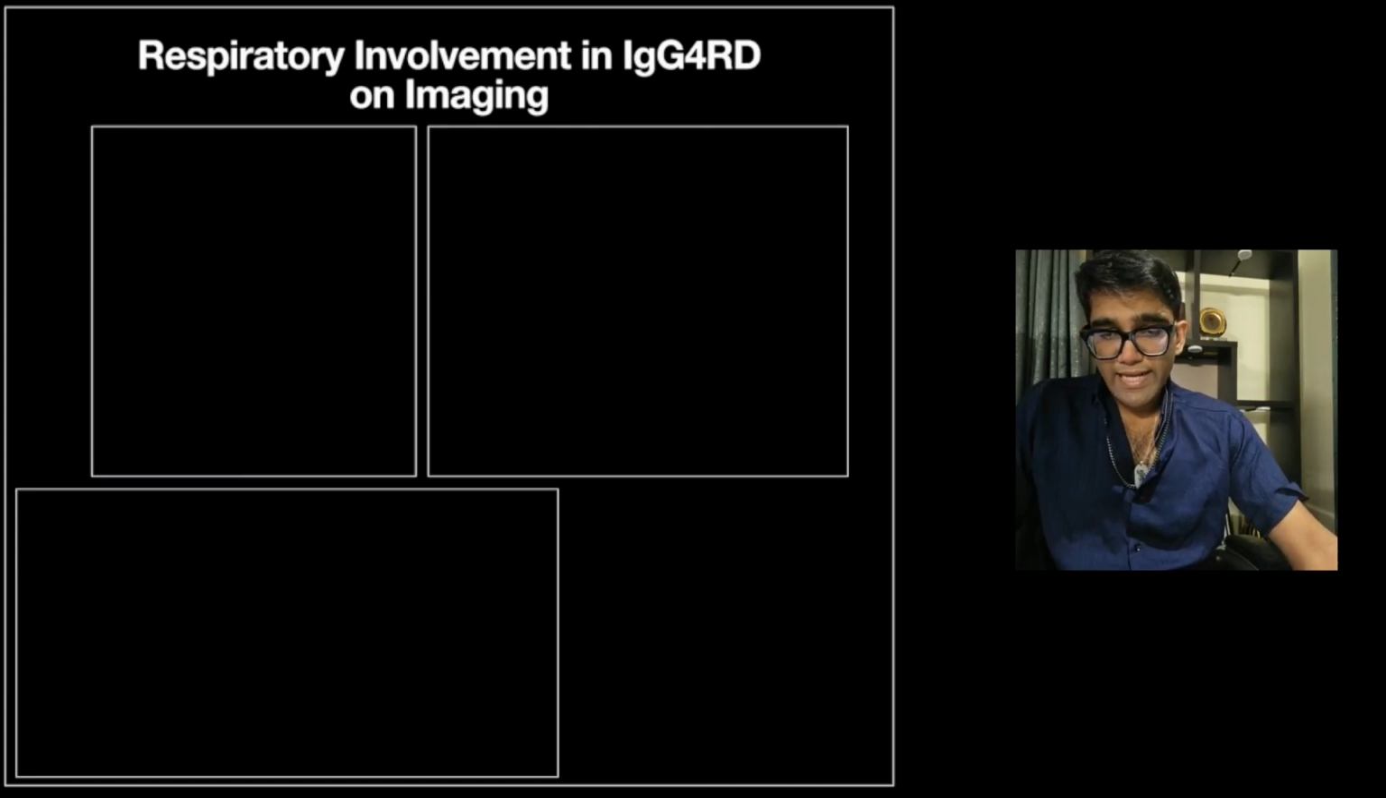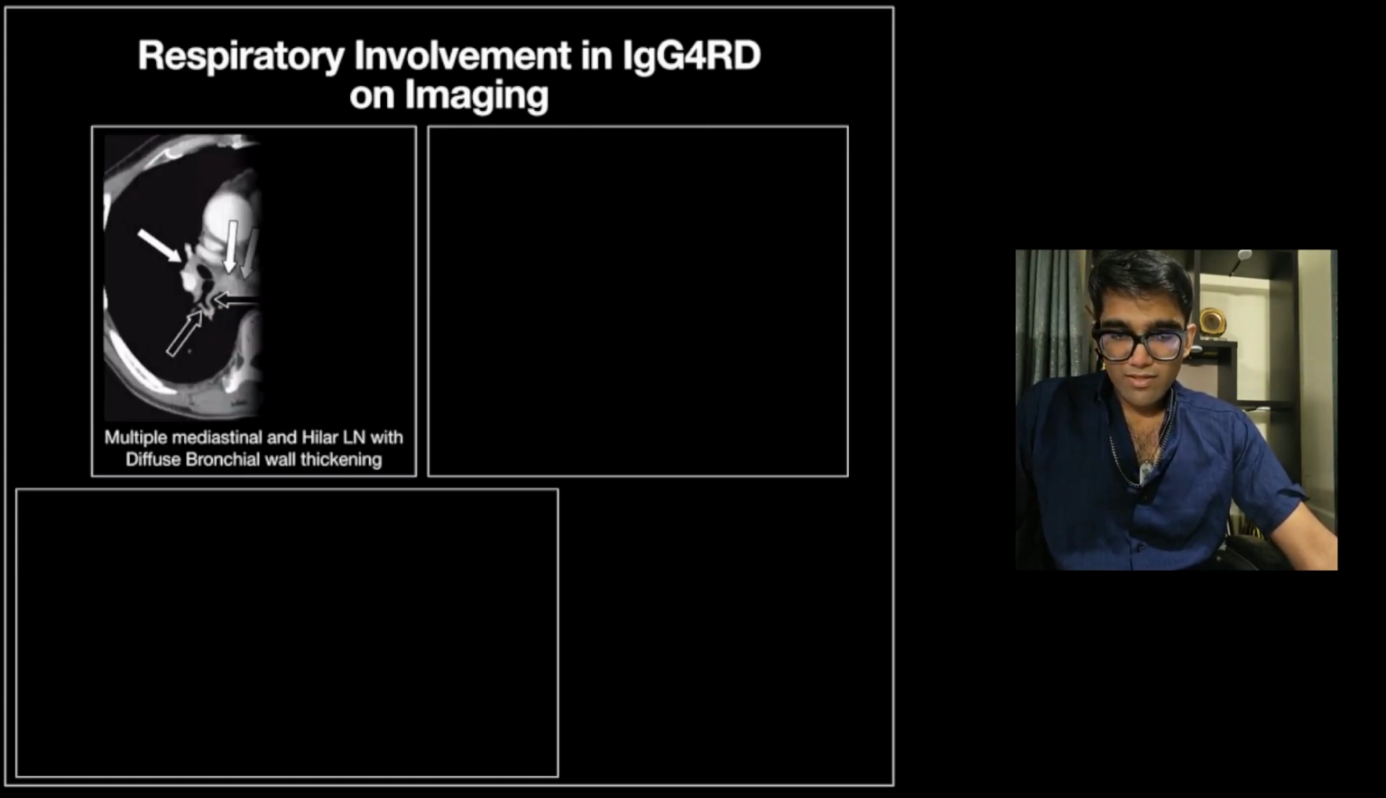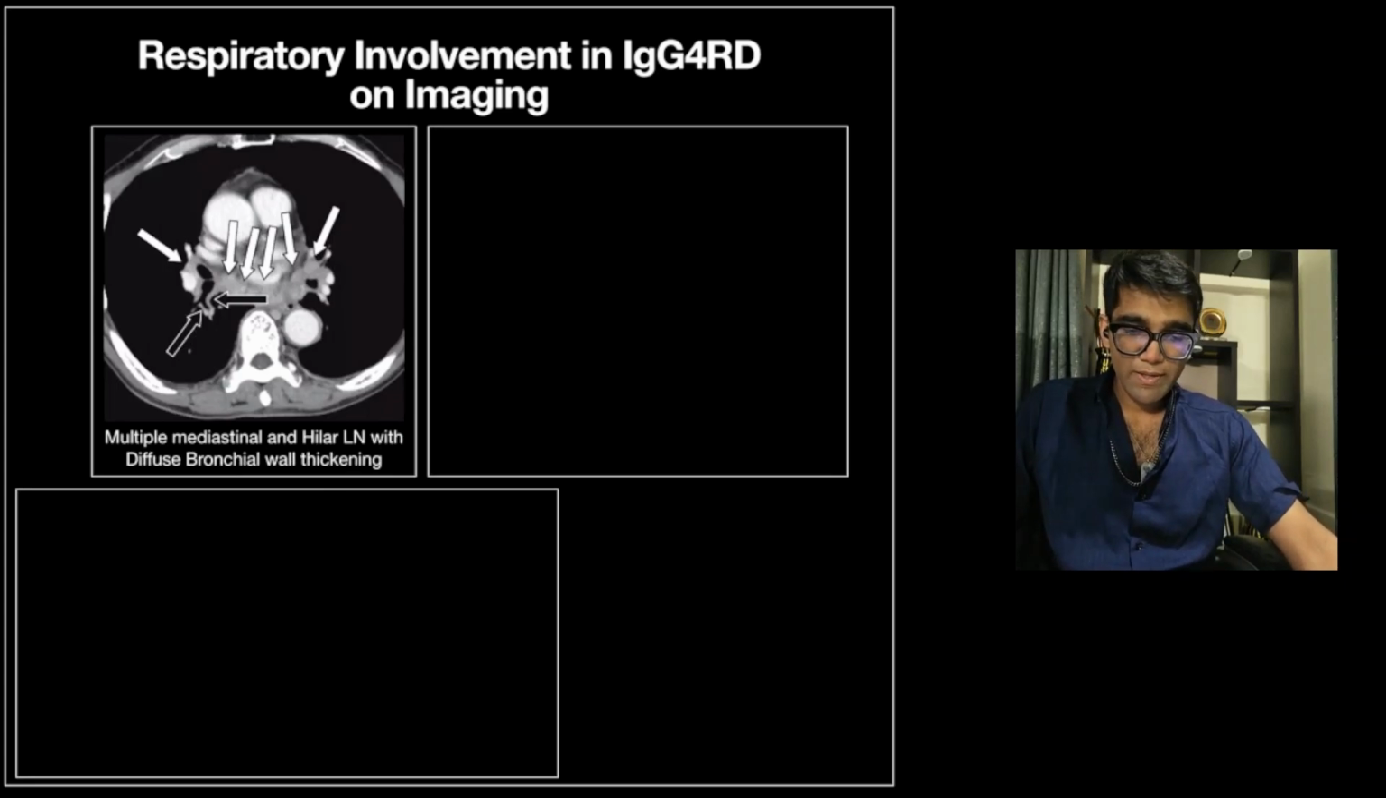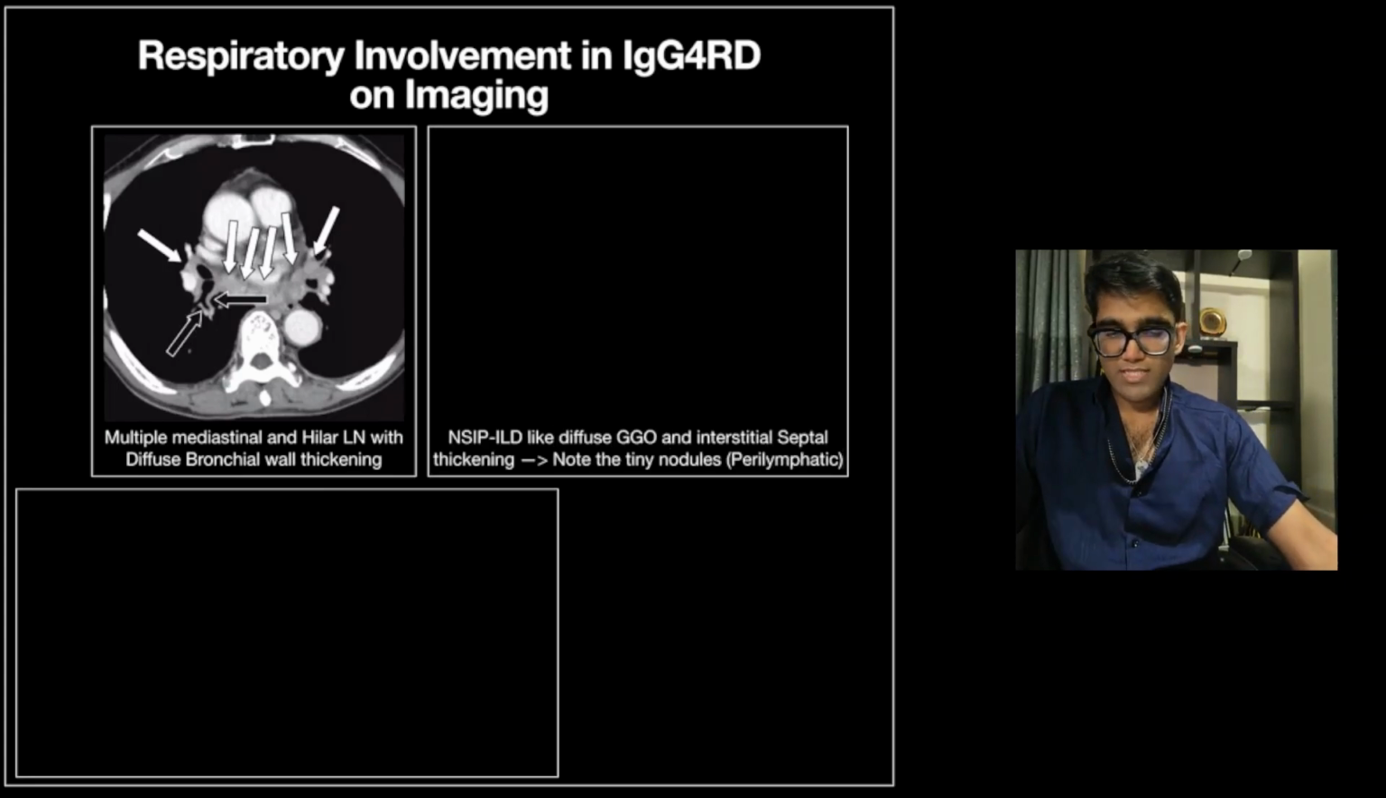Now, coming to the second entity, that is IgG4 related disease. So again, this usually doesn't have consolidations. One, it produces, just like sarcoidosis, multiple hilar and mediastinal lymph nodes, and this is the reason why when I discuss immunology, I'll be comparing the clinical features of these two entities.